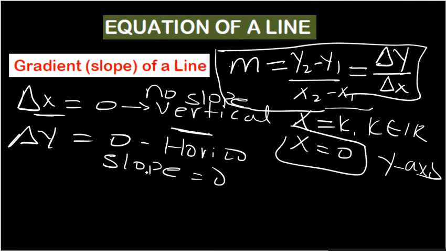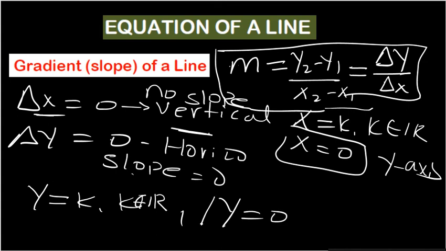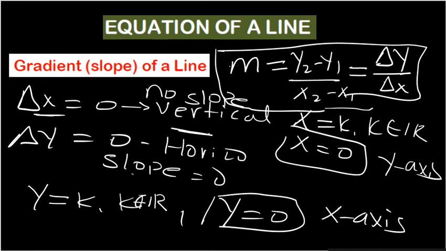But when change in y is 0, I mean the numerator here, y2 minus y1, if it becomes 0, it's going to be a horizontal line, the slope will be 0, and a horizontal line can be represented by y is equal to k, and k is an element of real numbers. This time, if it is y is equal to 0, this is an equation of x-axis. The line will coincide with the x-axis.